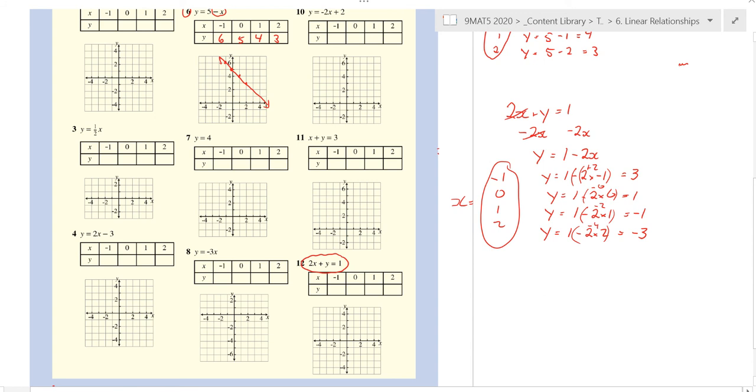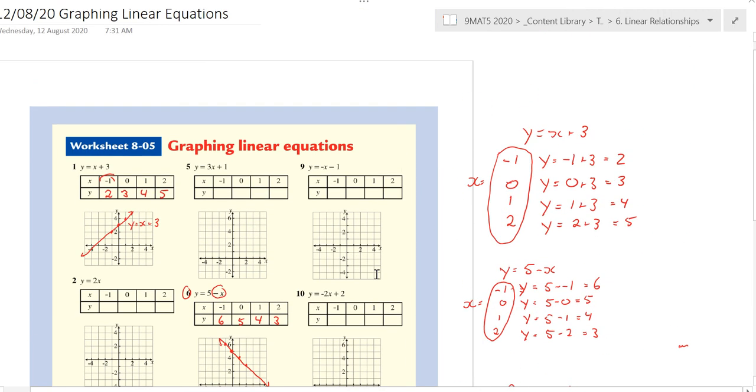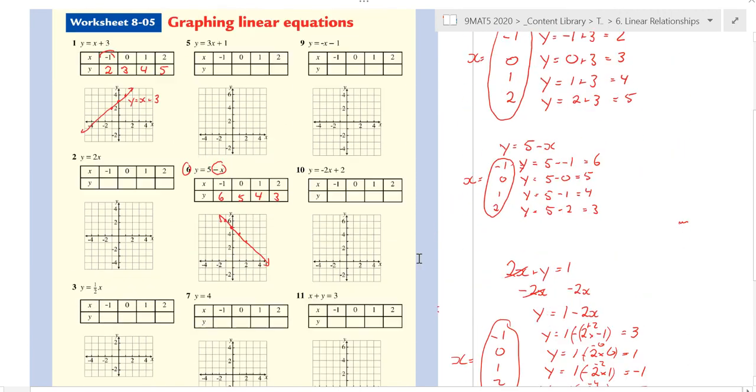Okay, so let's put our table values in again. 3, 1, minus 1, minus 3. 0, 1 is there, minus 1, 3 is up here. What else have we got? 1, minus 1 is down here, and 2, minus 3 is down here. Once again, we draw our line through those points. Okay, so there's a sheet of lines here for you to do today. Work through those.